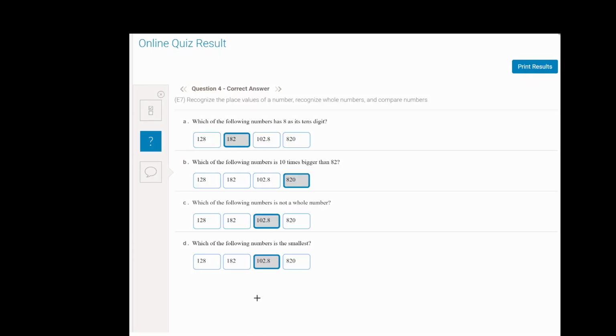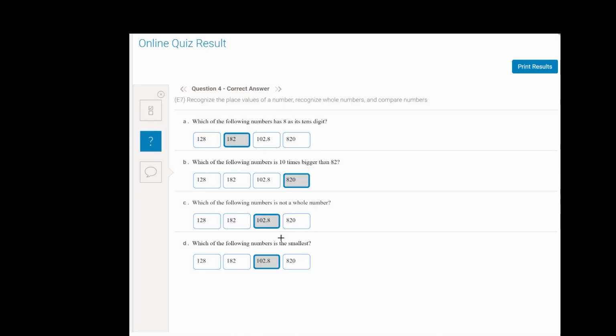Which is 10 times bigger than 82? 82 times 1, 82, and then just add a 0, 820. The following is not a whole number. A whole number would be if there was no decimal point, nothing, like all of those other numbers. But this one, it has a decimal point, so it is not a whole.